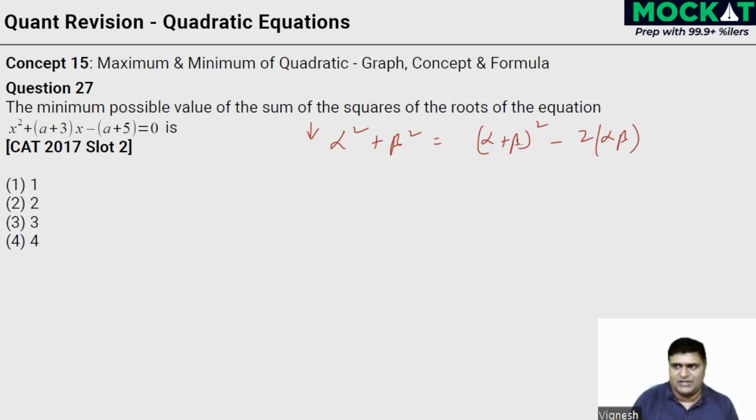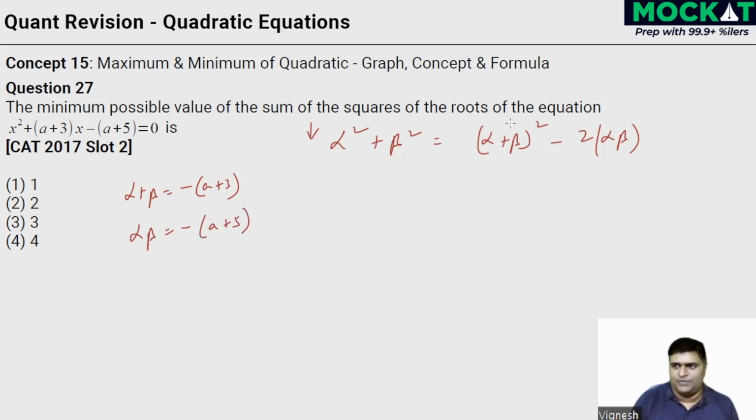And what is alpha plus beta over here? The sum of roots. Alpha plus beta equals minus of b by a, which is a plus 3 by 1. Alpha beta, the product of roots, is c by a, which is minus of a plus 5.